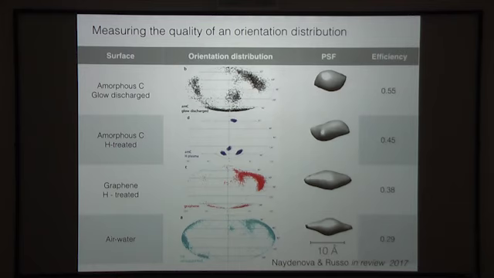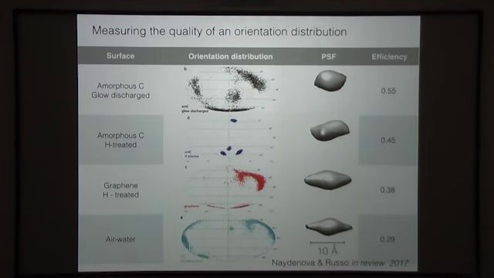Chris and Katerina developed a metric using point spread functions to describe how good a particular orientation distribution is. And here they are ranked in order. And so it's not necessarily obvious just by looking at these which one would be better. So methods like this will really allow you to optimize specimen preparation and get the most out of your data collection.